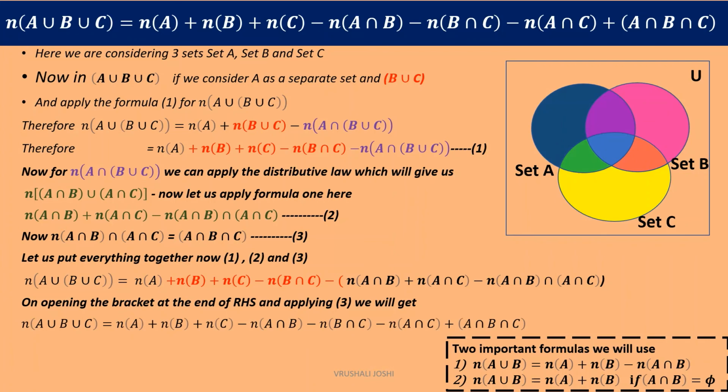which is n of A union B union C is equal to n of A plus n of B plus n of C minus n of A intersection B minus n of B intersection C minus n of A intersection C plus n of A intersection B intersection C. This is not difficult. Write it yourself. Do it once or twice. You will get it. All right.